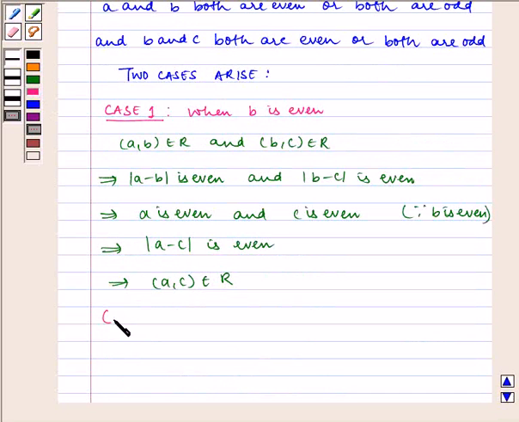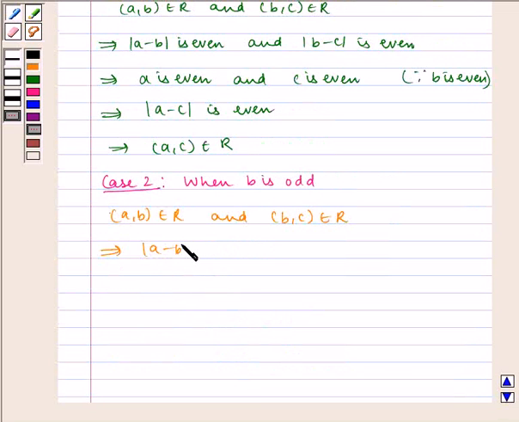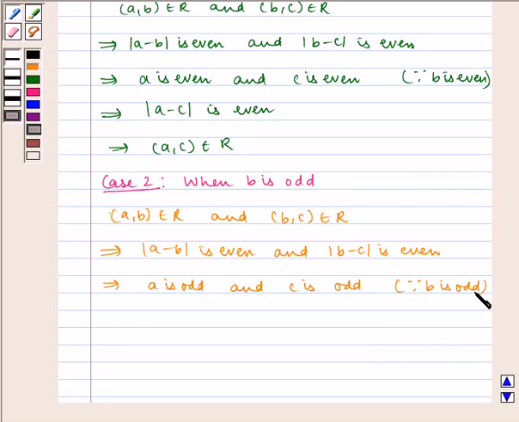Now the second case, when b is odd. Now take (a, b) belongs to R and (b, c) belongs to R, which implies |a − b| is even and |b − c| is even, which implies a is odd and c is odd because b is odd, which implies |a − c| is even, which implies (a, c) belongs to R.